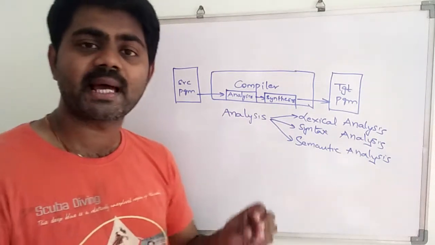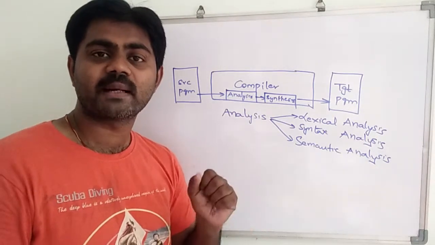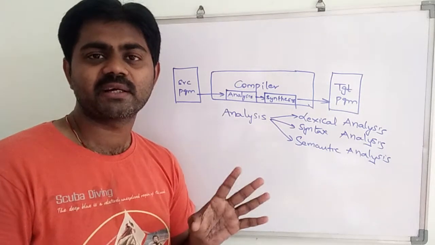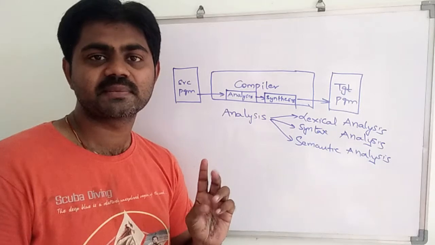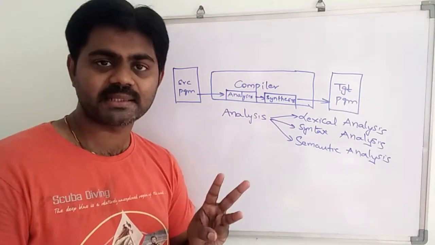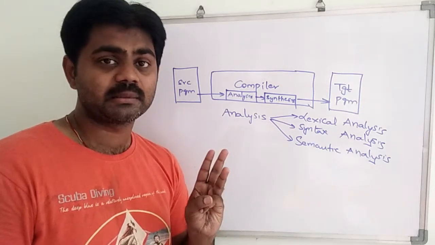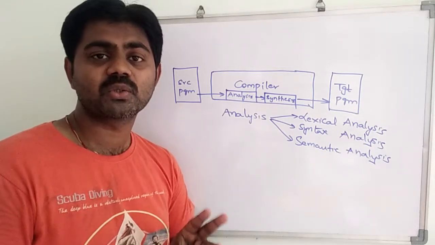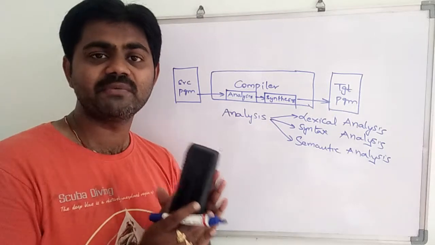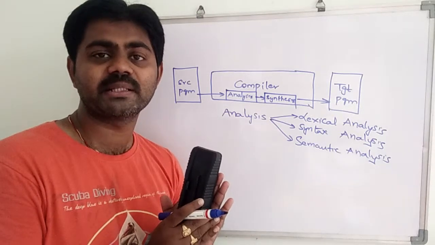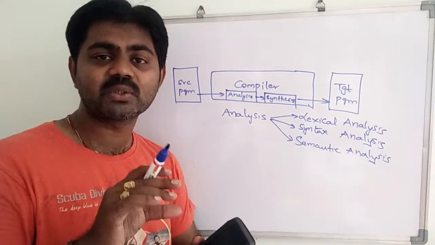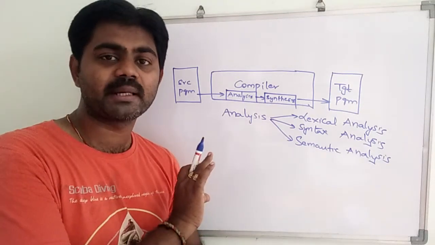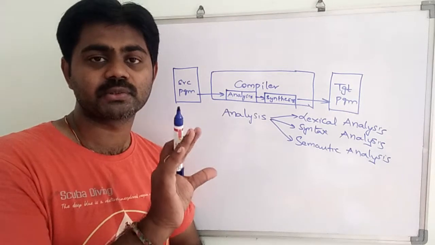So just now I said we have the front end of a compiler and the back end of a compiler. So what exactly is this? The front end of a compiler contains 3 phases: lexical, syntax, semantic analysis, and the back end of a compiler contains 2 phases: code optimization and code generation. So in between front end and back end, I have intermediate code generation. So intermediate code generation acts as an intermediary between the front end of a compiler and the back end of a compiler. I hope you understood.